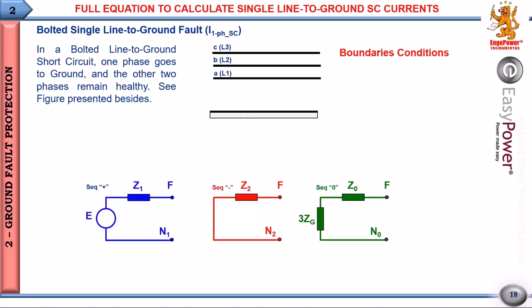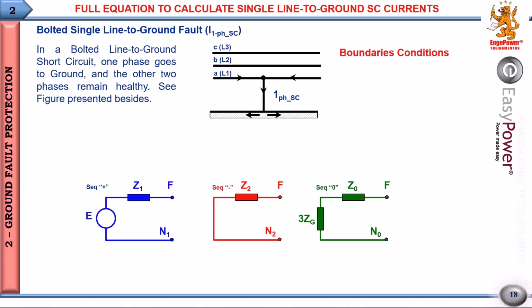Okay, so in a bolted line to ground short circuit, one phase goes to ground and the other two phases remain healthy. For the deduction of the bolted single line to ground short circuit current, the theory of symmetrical components is used. This means that we have to go to the math world. This type of fault is normally characterized by an insulation failure between one phase and ground.